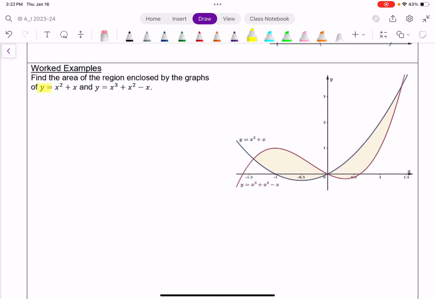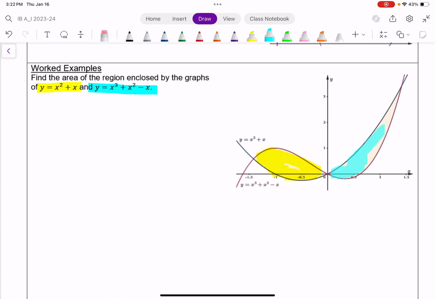So right here I've got a shaded region that's enclosed between two curves. We have a quadratic function, x squared plus x, that's this right here, and then a cubic function, x cubed plus x squared minus x, that's right here. And so between them, we have these two regions, and we want to find the area enclosed by it. Notice if you look at the question, it doesn't ask for the exact area.